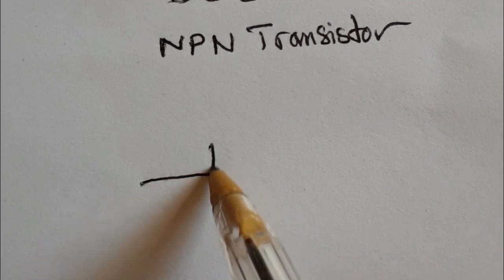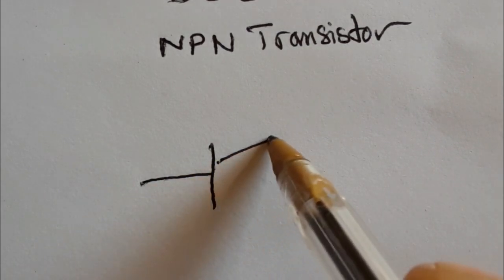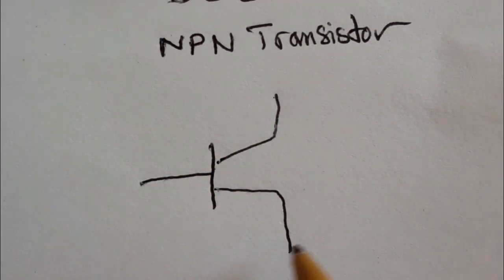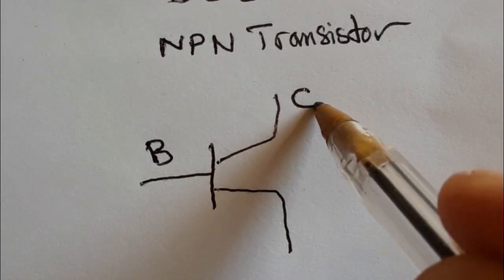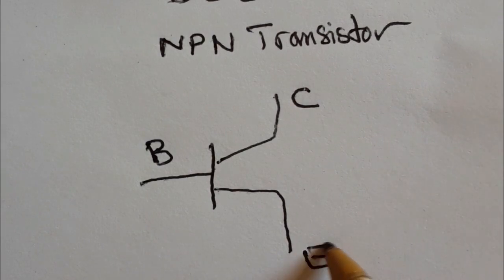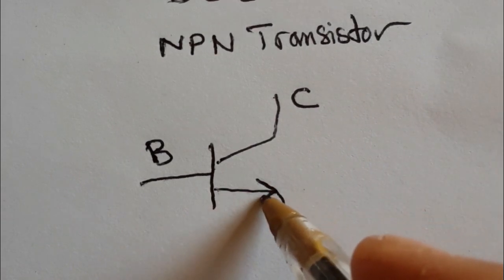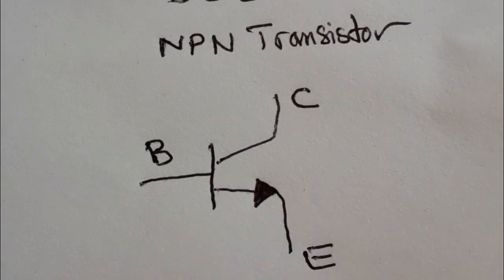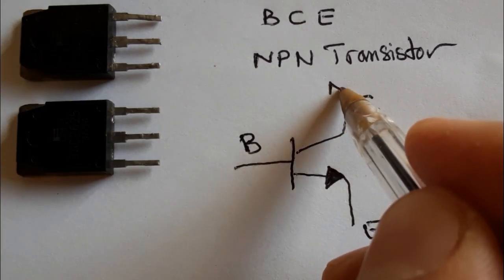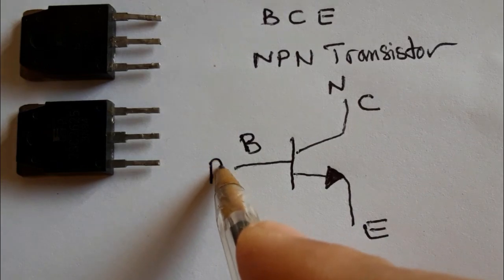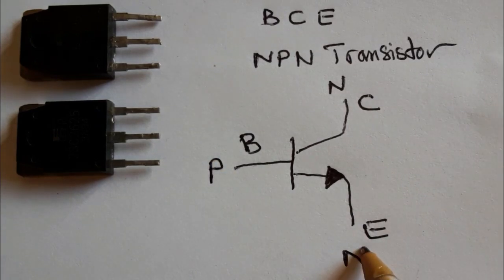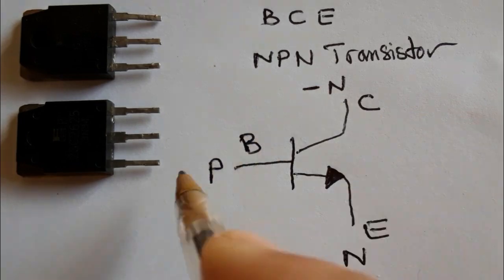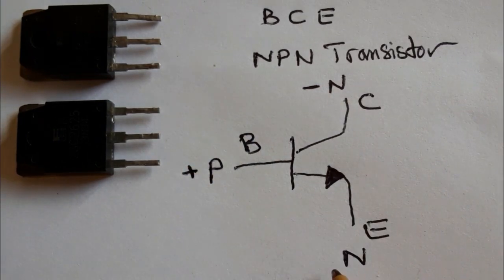So let's draw the symbol for this kind of transistor. So this is its symbol. We have here base, collector C, and emitter E. Of course, the arrow will be toward the emitter because this is NPN transistor. So basically here we have N, P, N, or to make things easier, we have minus, plus, and minus.